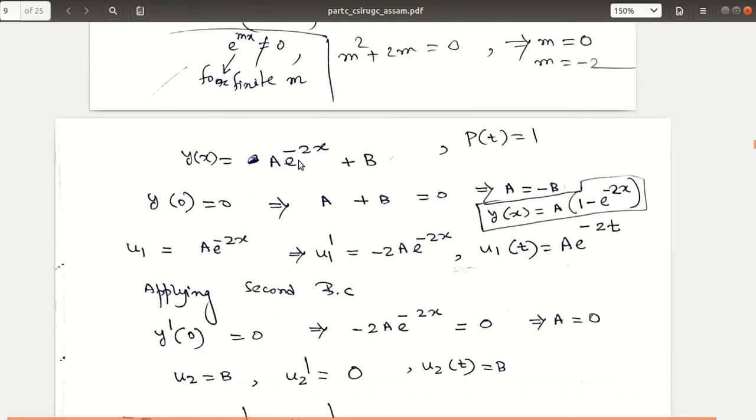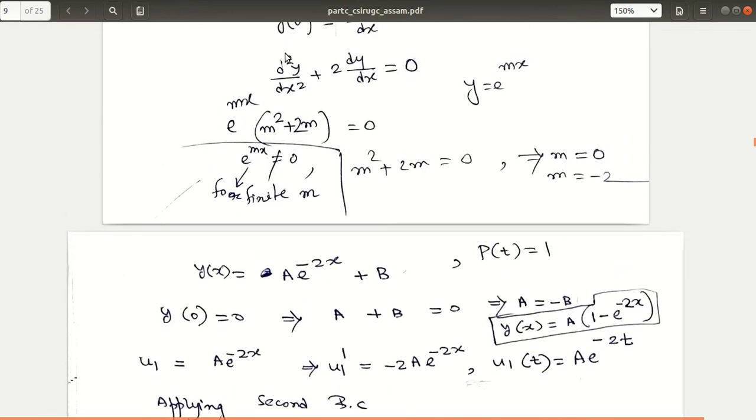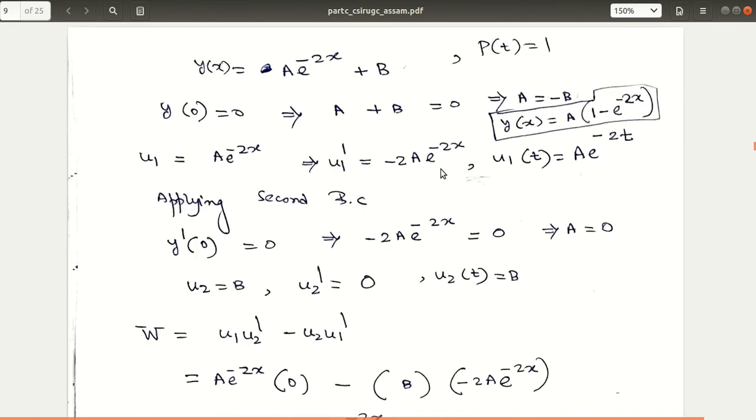It will give you the solution a e to the power minus 2x plus b, and p of t, which is the coefficient of the double derivative, is equal to 1. Now y of 0 equal to 0, if you substitute, gives a plus b equal to 0, so a is equal to minus b. The solution will be y of x is equal to a into (1 minus e to the power minus 2x).